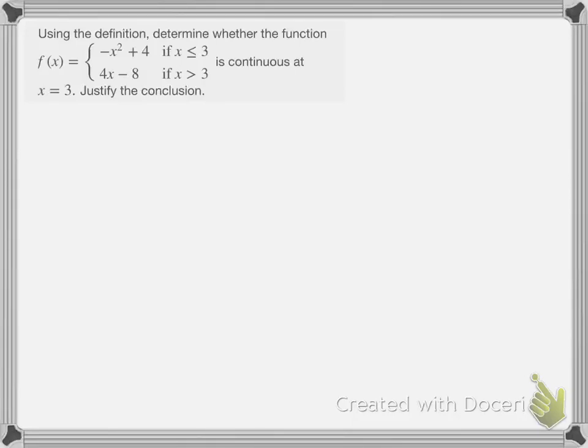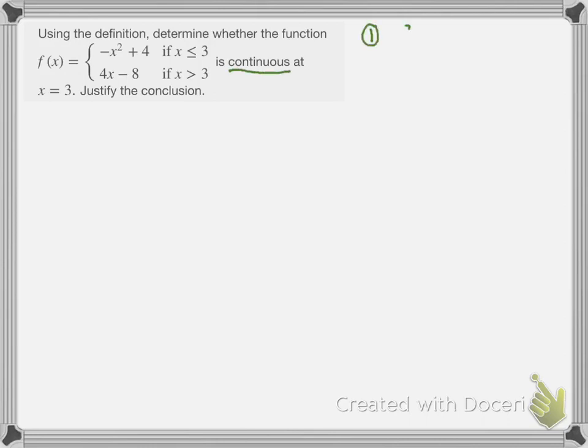Use the definition to determine whether the function, so this piecewise function, is continuous at x equals 3, and justify the conclusion. So for a function to be continuous at a point, we need three things.